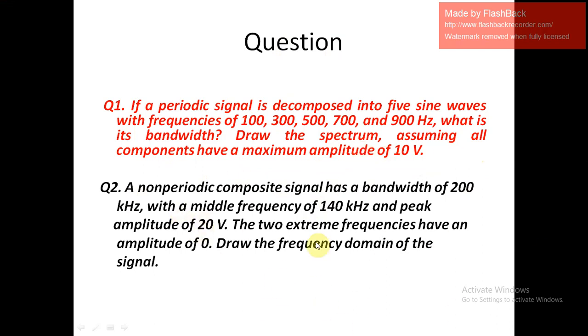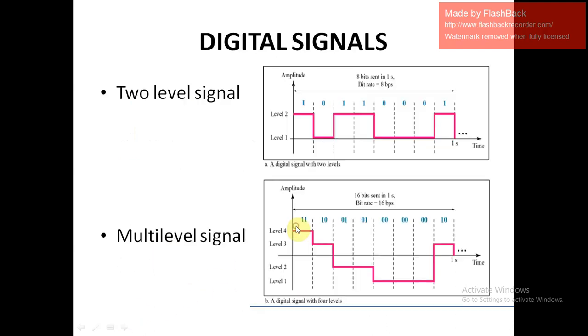You can try this example. You have the bandwidth, middle frequency and peak amplitude given. So you need to draw the frequency domain of the signal. Now the analog part is more or less over.